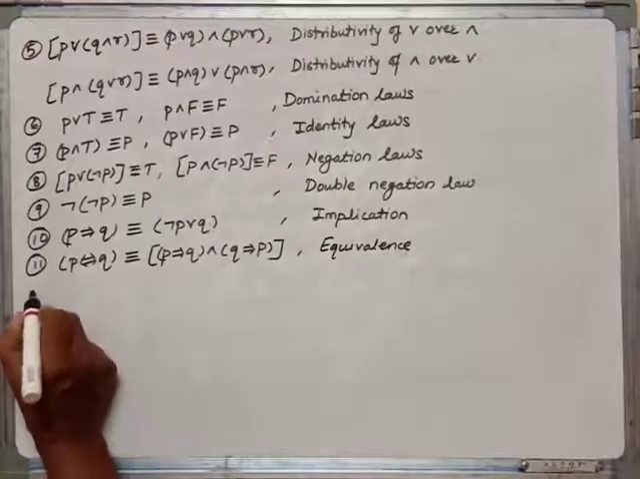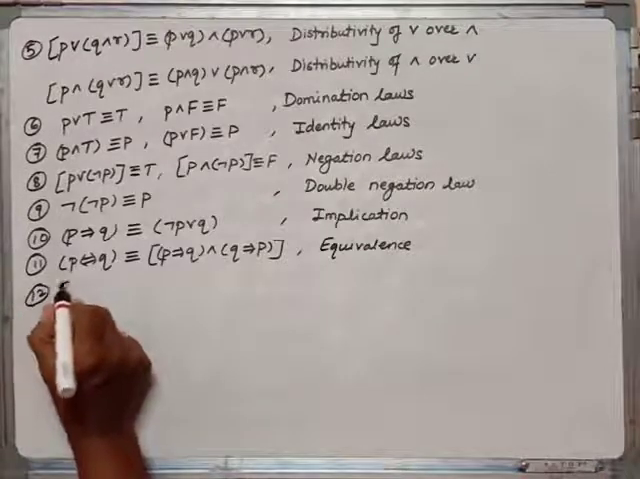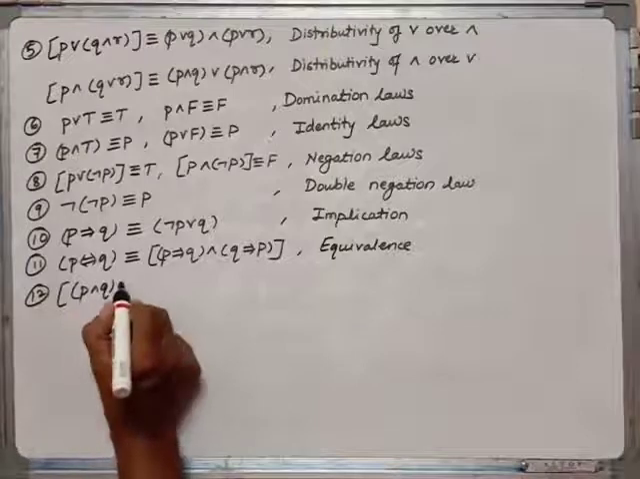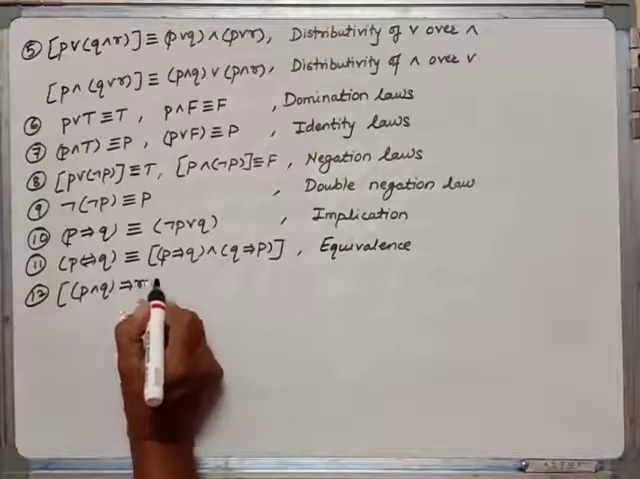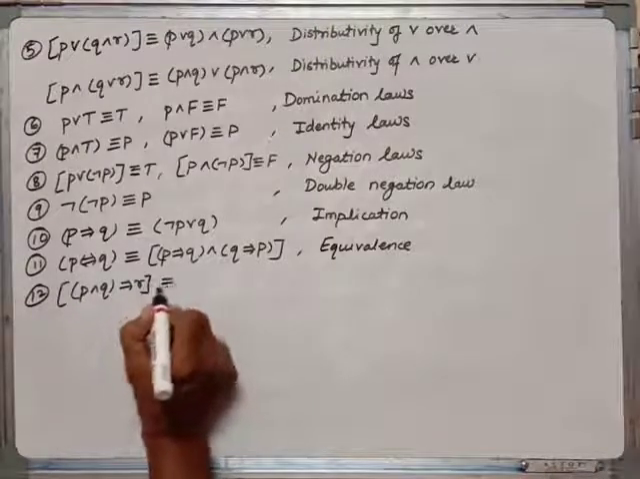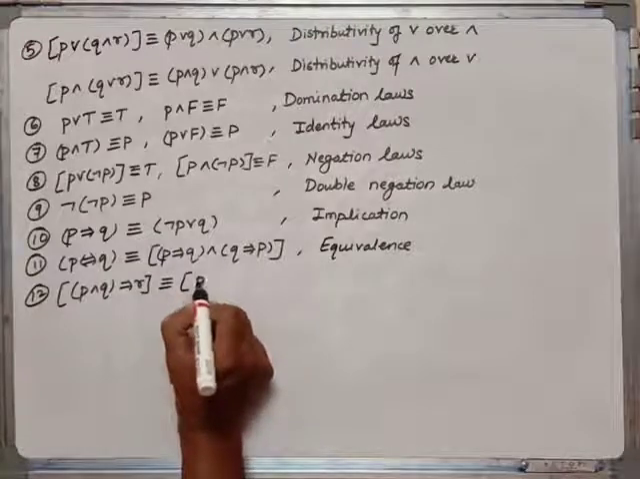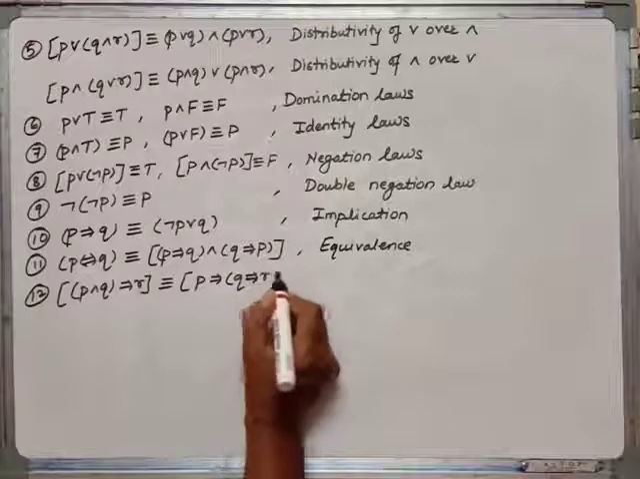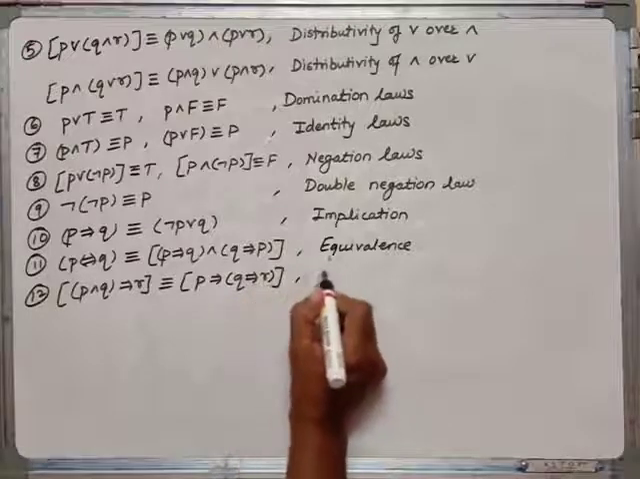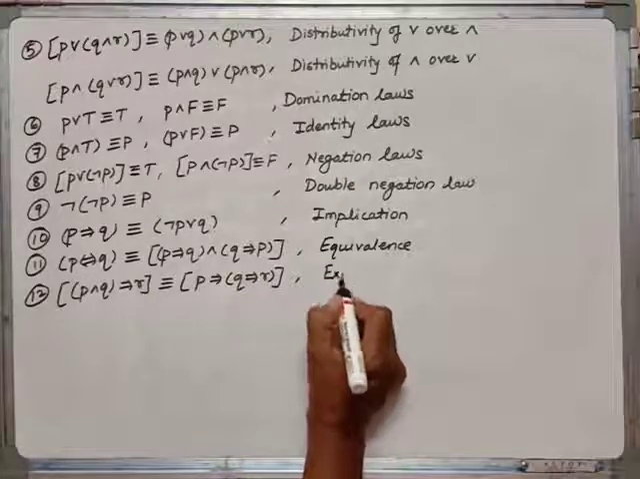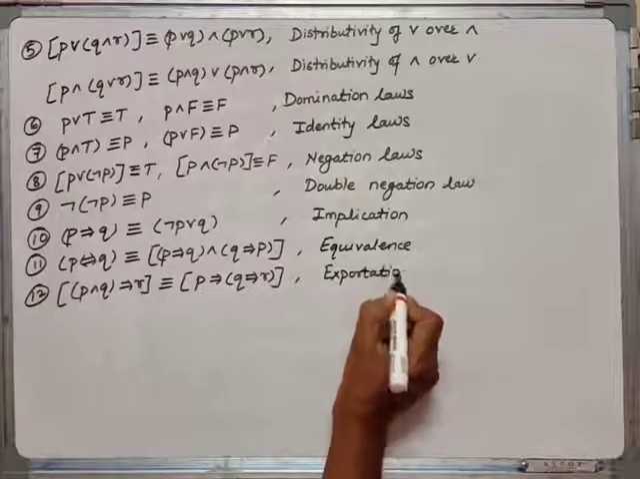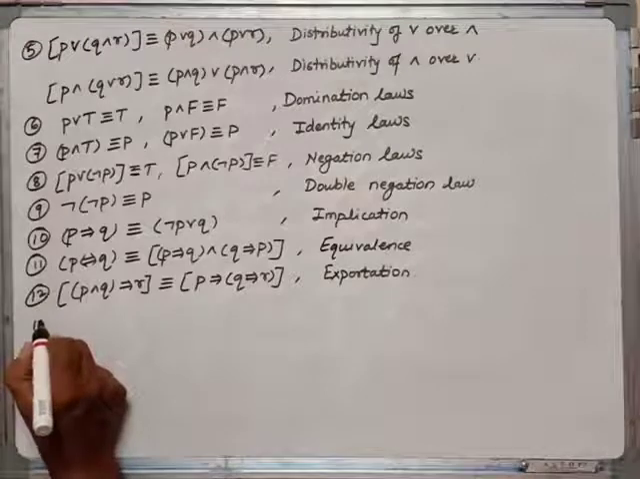Then next one, P and Q implies R is equivalent to P implies (Q implies R). This is known as exportation.